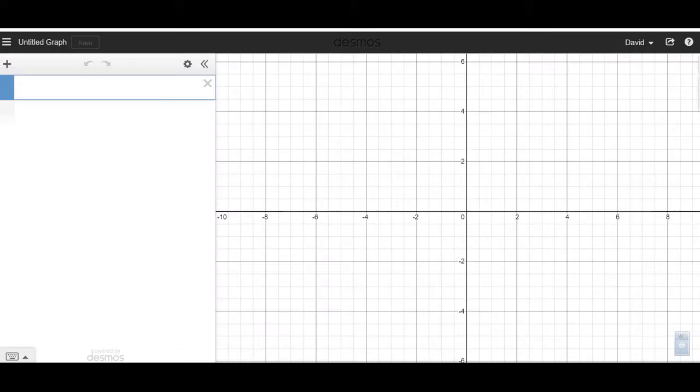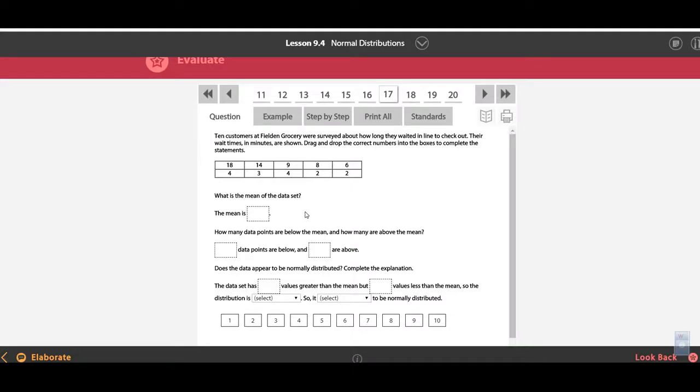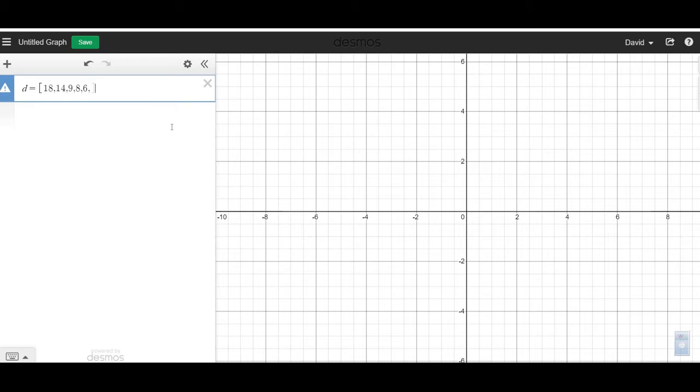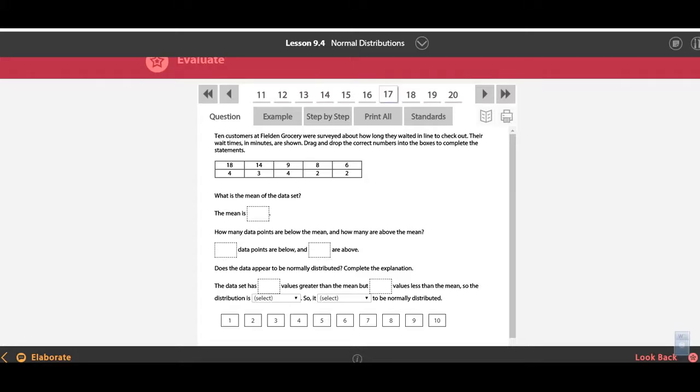So I'm going to call this D equals, and then I'm going to put the bracket, and we had 18, 14, 9, 8, and 6. That was the top of our list, right? 18, 14, 9, 8, and 6. Then we have 4, 3, 4, 2, 2. That's a 2, Mr. Reeves. And then we're going to close it off. Why do we have two brackets there? And there is our 10 element list. All right, so we have our list. Hopefully I got those numbers right.